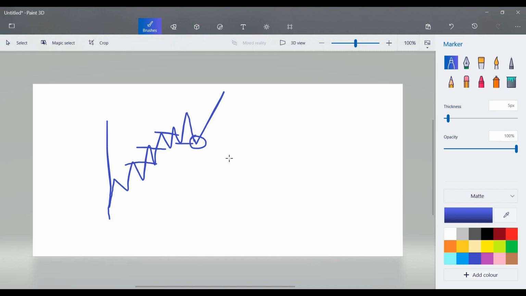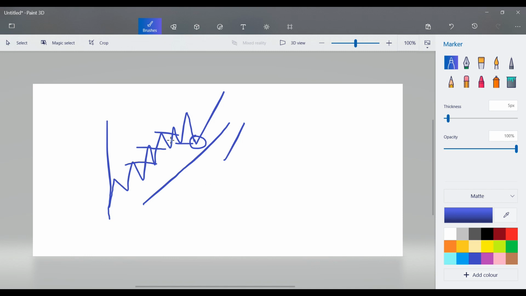Now, how do you know what your breaker is? I said it before that the breaker is the last bearish candle responsible for an uptrend. This right here is an uptrend. So the breaker is the last bearish candle responsible for an uptrend.